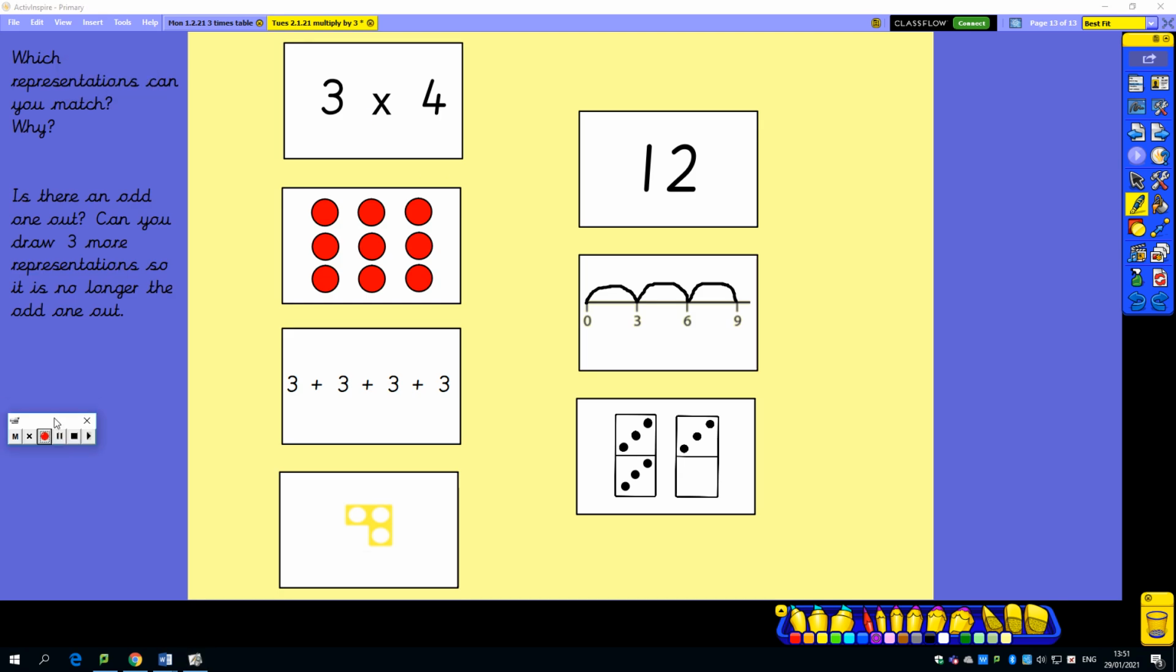Okay, finally, I want to know which representations you can match and why you can match them up. So I'm going to give you a little bit of time thinking about which representations could be matched together.